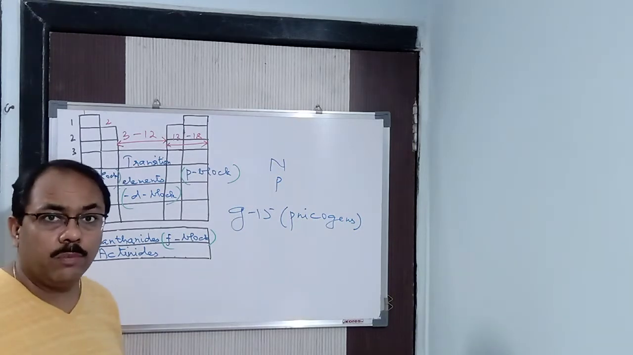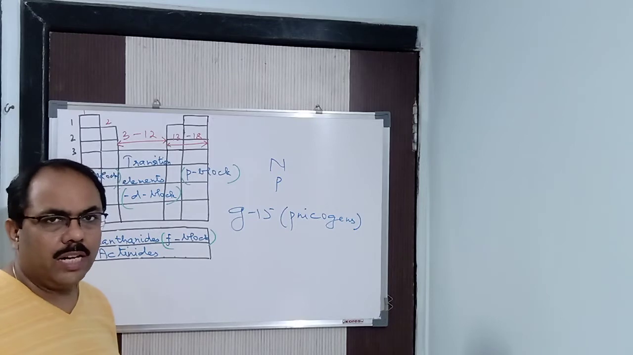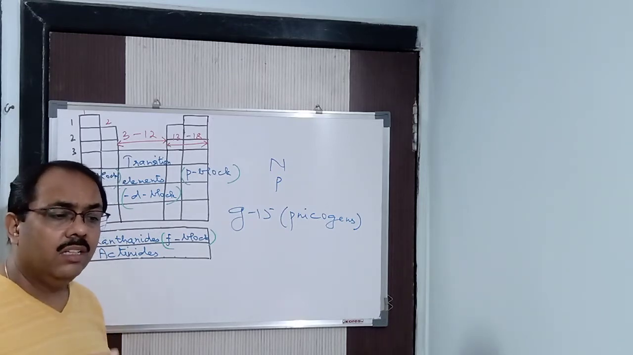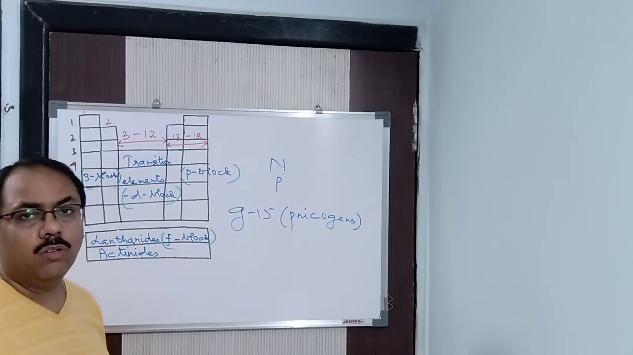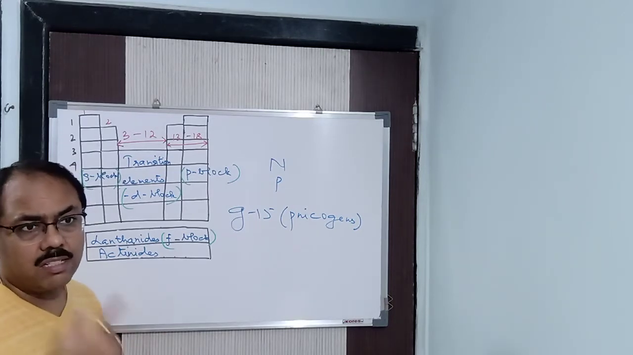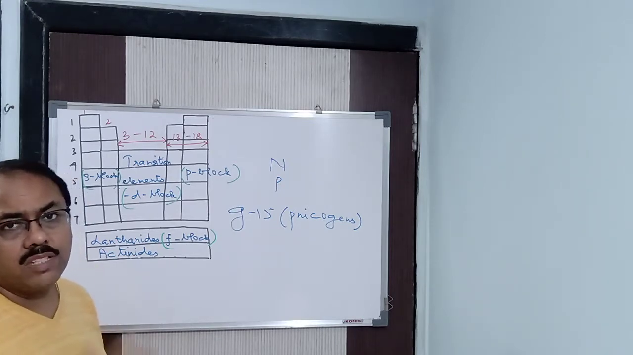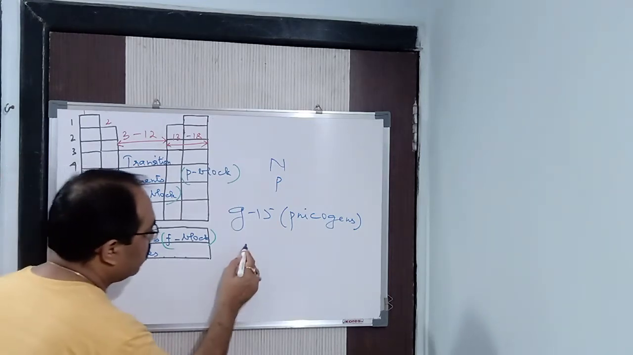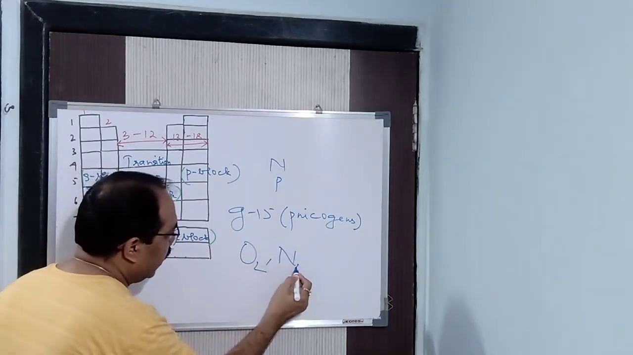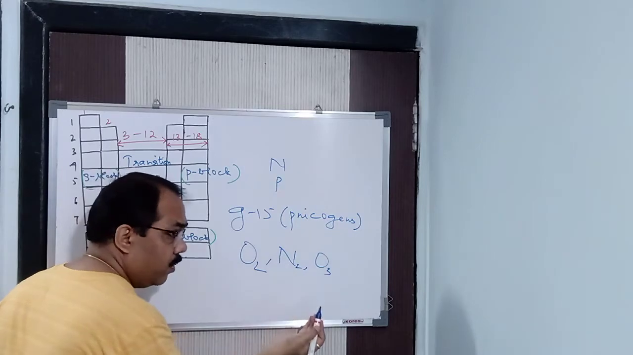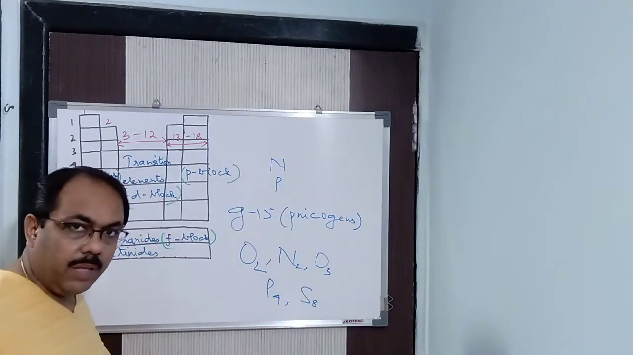We can say they are monoatomic gases. Helium, neon, argon, krypton, xenon, radon. I have told you about atomicity. Atomicity means the number of atoms present in one molecule of a particular compound. So in case of inert gases, the number of atoms is 1, so it is monoatomic. In case of oxygen, the number of atoms is 2, because we write oxygen as O2. So it is diatomic. N2 diatomic. But ozone, O3, is polyatomic. Phosphorus P4 polyatomic. Sulfur S8 polyatomic. We can say that. Clear?